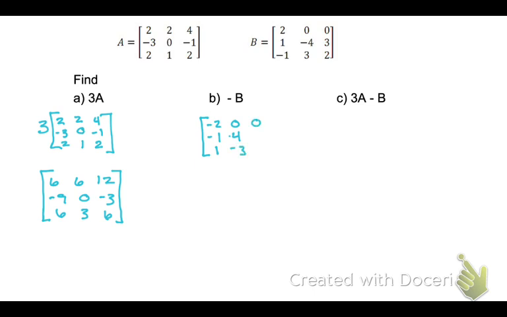What does C tell me to do? Combine. Combine what? Yeah, it says combine A and B. I have to take 3 times A, right? And then if I distribute my negative into B, then I just combine them. So you guys do that.